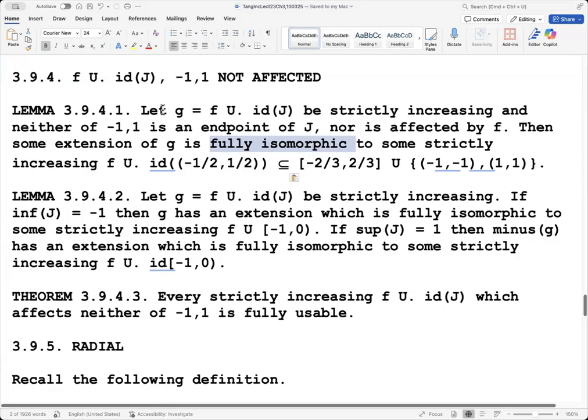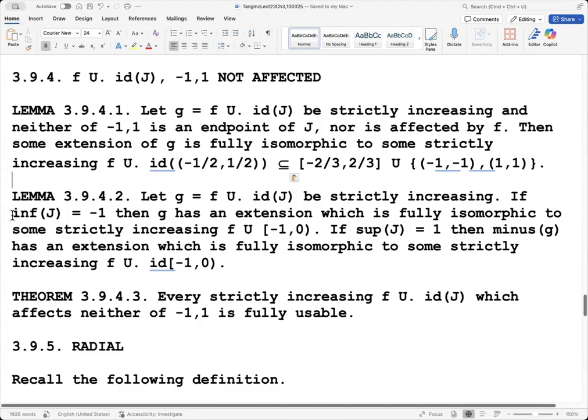So immediately from here, we get that if minus one and one are not endpoints of J and not affected by F, then we automatically get full usability. So that's the point here. And that's a big hunk of just assuming minus one and one is not affected. But what else do we have to worry about? We have to worry about maybe minus one or one being an endpoint.